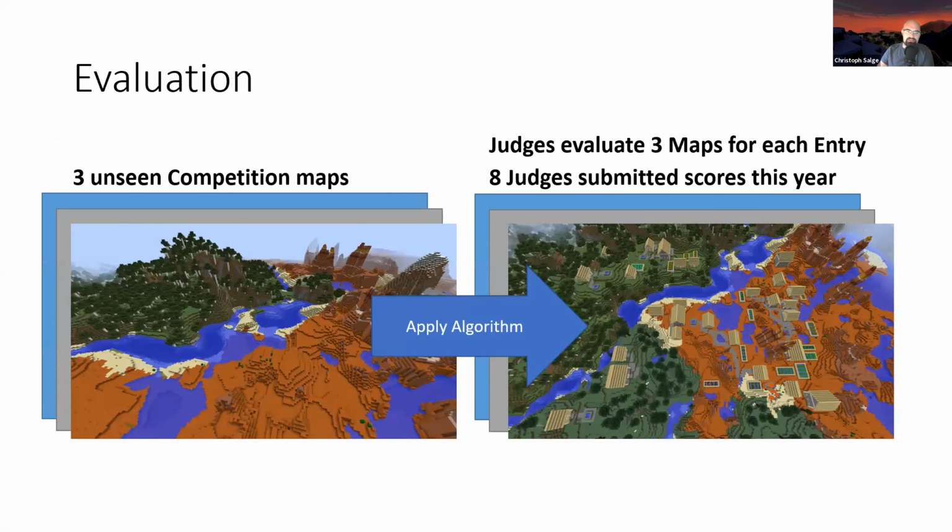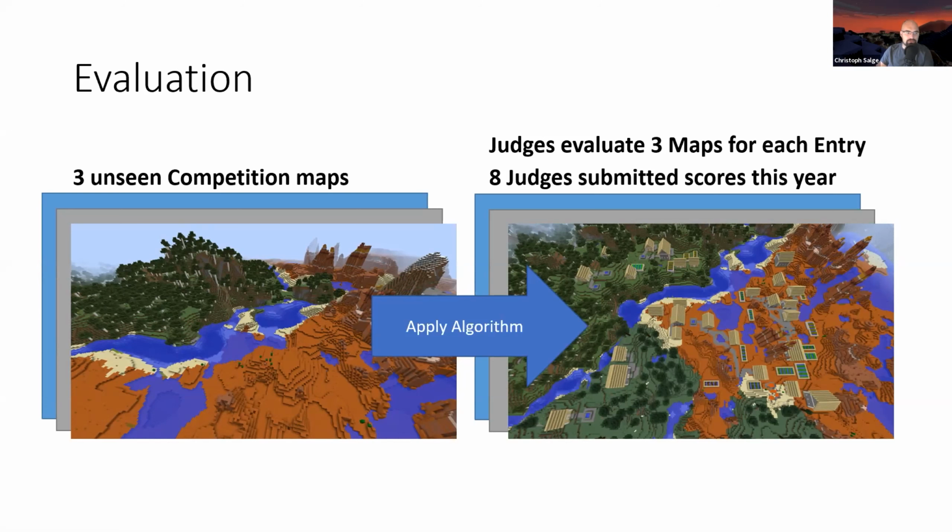The participants submit their programs to us. We'll pick three unseen competition maps. We'll apply those filters to three different maps every time in the same space. And then we'll send that out to a bunch of expert judges who are PCG people or game designers or YouTubers or sometimes both, AI researchers. This year, 8 of our judges then submitted scores, and we'll tally them to determine the winners.